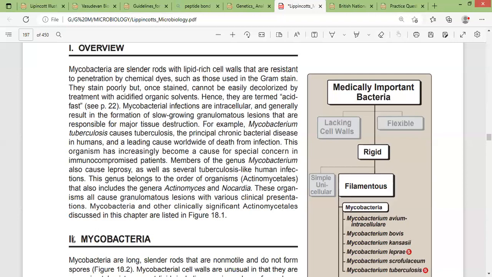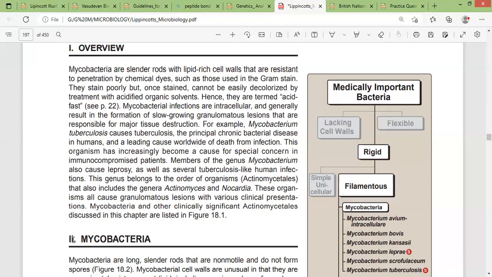We saw the stain that is used is the Ziehl-Neelsen stain. The reason it does not fall under gram staining is that their cell wall is so full of lipids that it is impossible, so we use the acid-fast staining method. Okay.